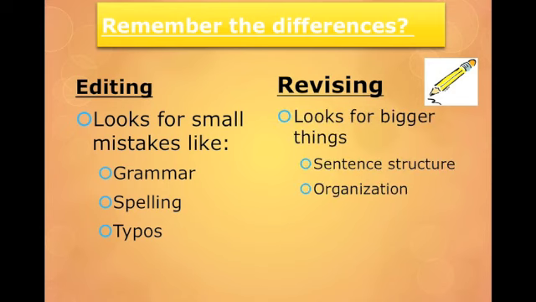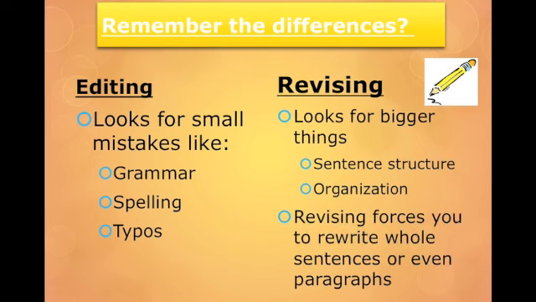Now, revising is a little bit different. Revising looks for bigger things, sentence structure, organization of your essay, and it forces you to rewrite possibly whole sentences or even paragraphs. So maybe at the end of your essay, you're looking through it and you're realizing that argument one might be better to come right before the counter argument. So you want to switch it to the third body paragraph instead of having it come first right after the intro. That is a revising piece where you're taking one whole paragraph and moving it so that the organization of your paper flows better. So revising is a little bit bigger. Editing is looking for small things. Revising is looking at whole sentences or whole paragraphs and forcing you to rewrite or change something, pretty drastic, in your essay.